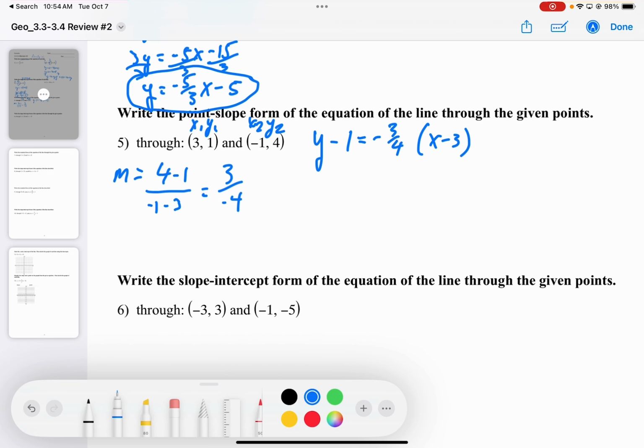Okay? I want it in point slope form. Oh my God, I'm right there, aren't I? If I want it in point slope form, there's nothing else I have to do. That's point slope form right there. So I'm good. Problem's over. Problem solved.